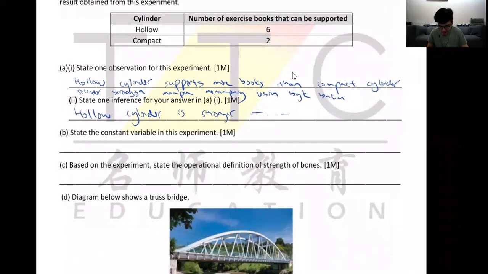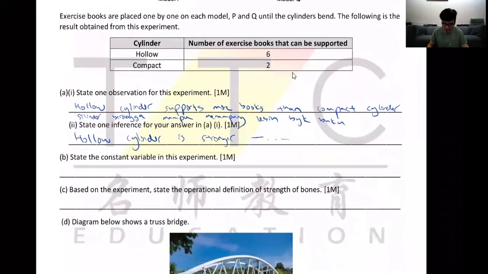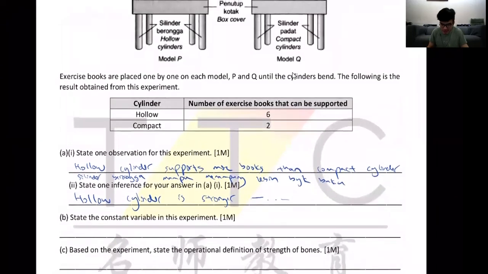State the constant variable. What is the CV in this experiment? So many things you can write. You can say the number of cylinders, both need to be 4. The diameter of the cylinder. The height of the cylinder. Even the measurement of the cylinder, whatever. Write yourself. You only need one.